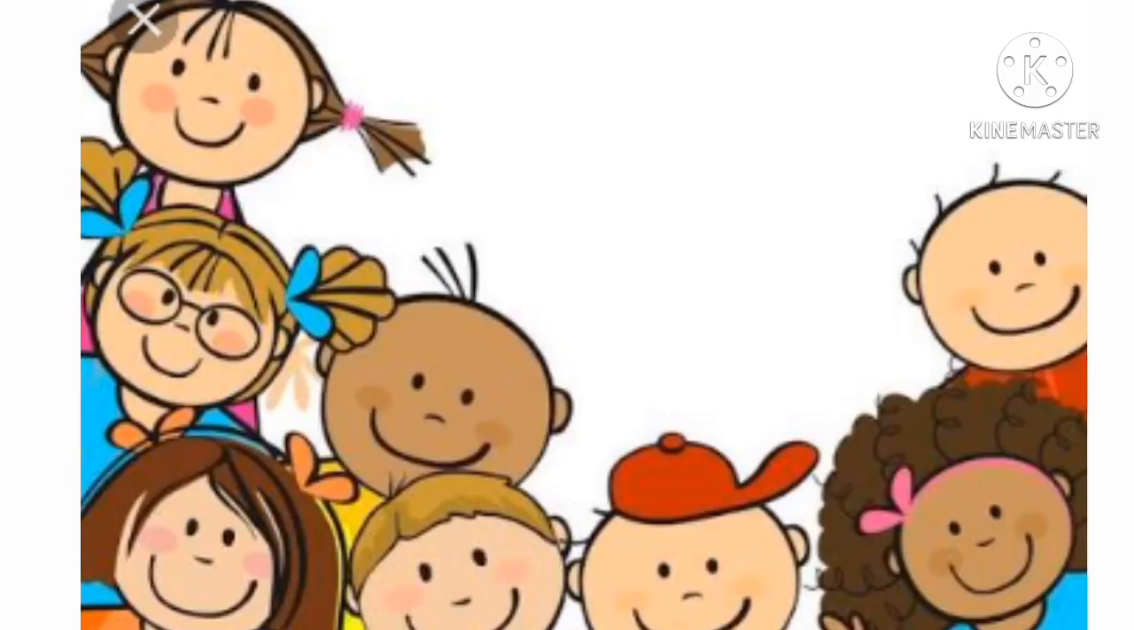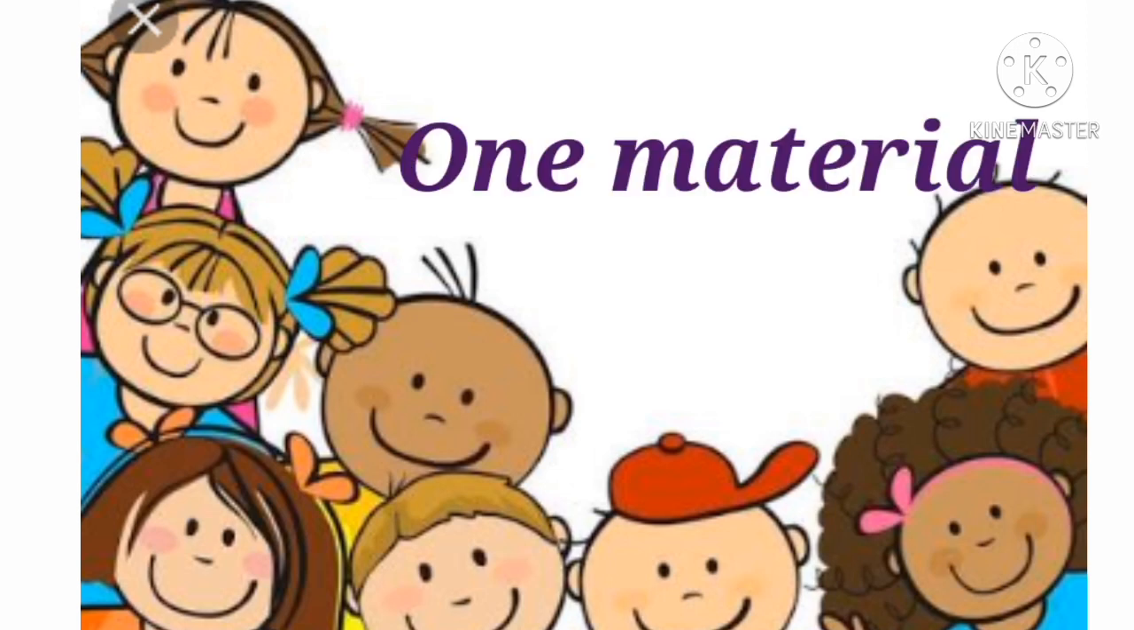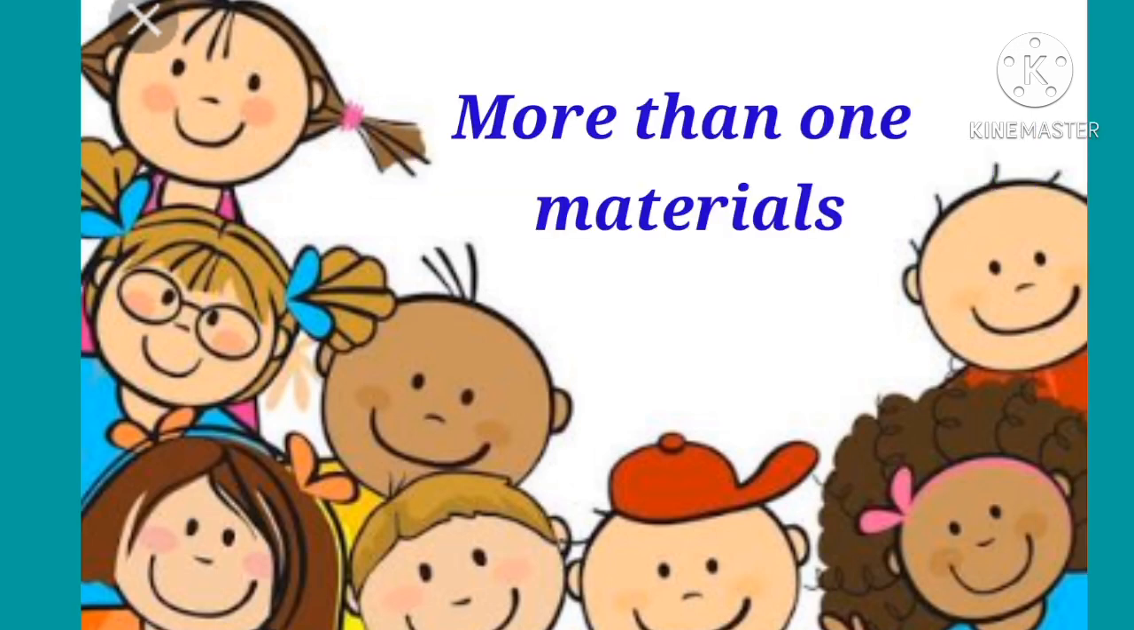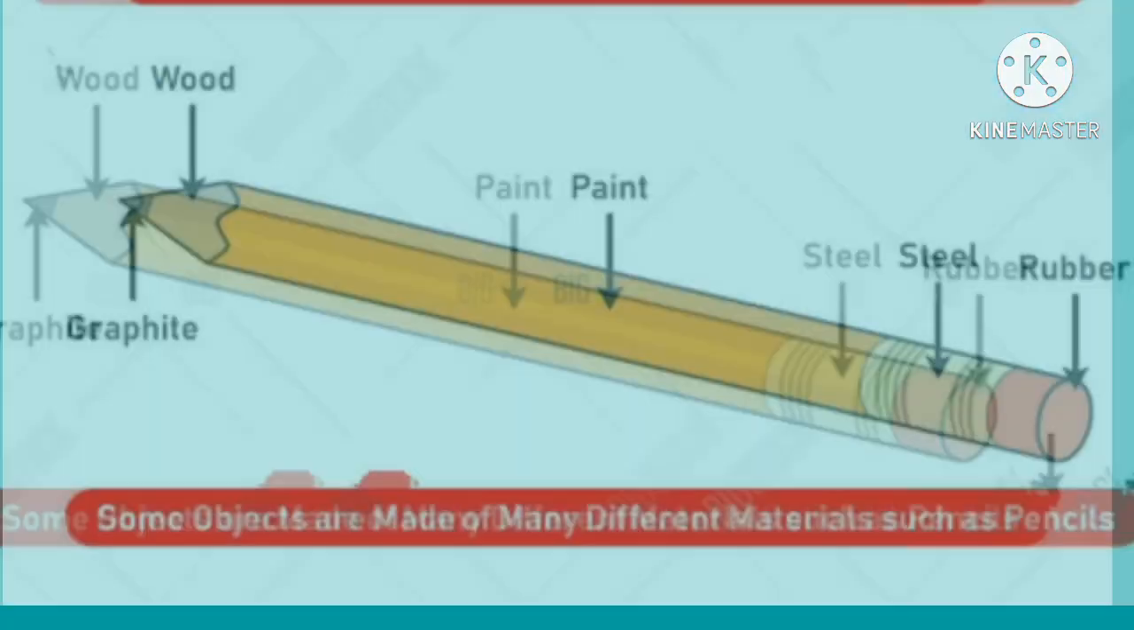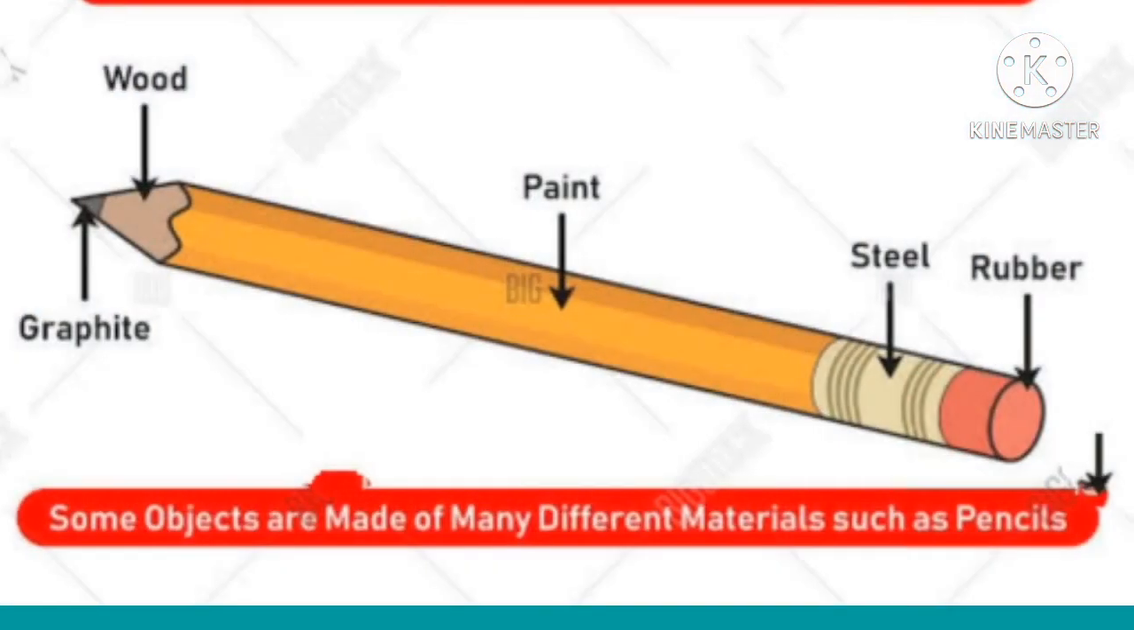Children, as I told, an object could be made up of one material or it could be made up of more than one material. See, here we have a paper clip. It is an object. It is made up of only one material, that is steel. The next object is a pencil, and it is made up of many materials like rubber, metal, wood, paint, graphite, etc.